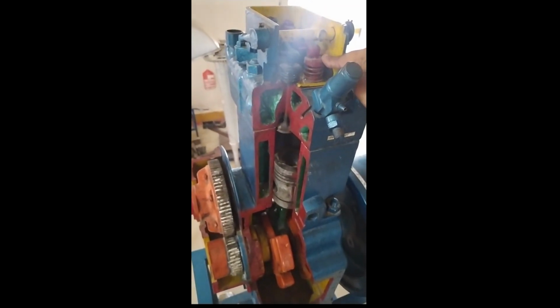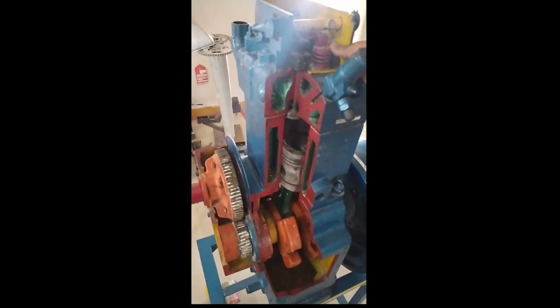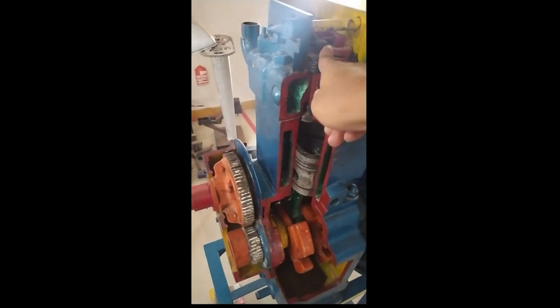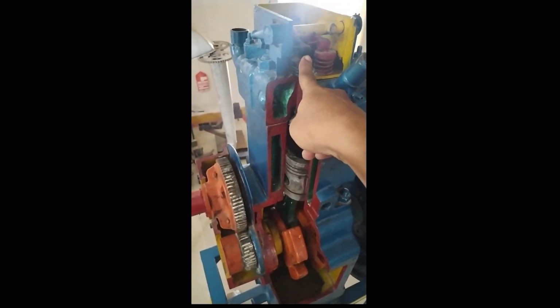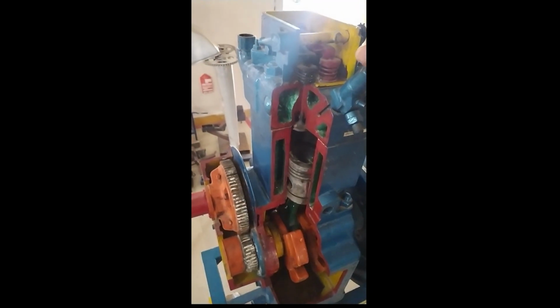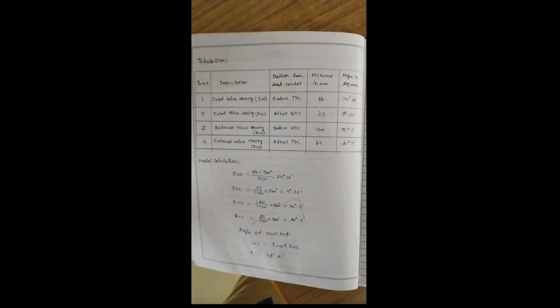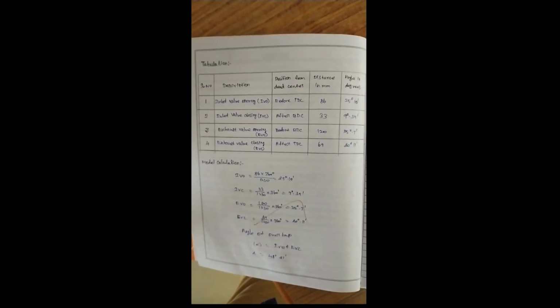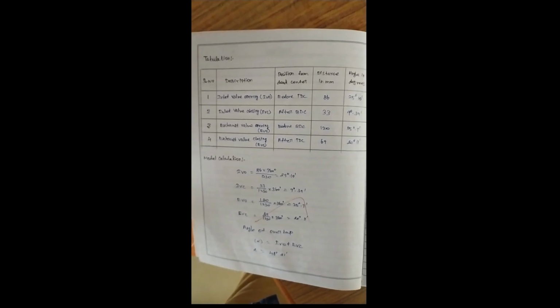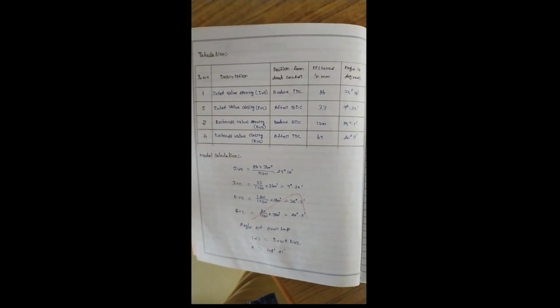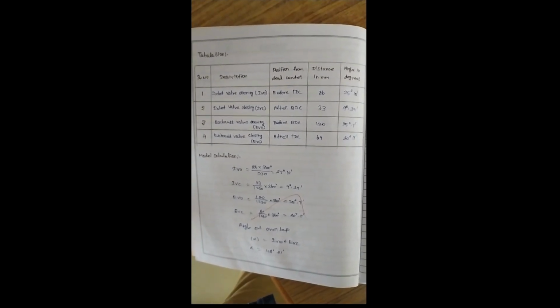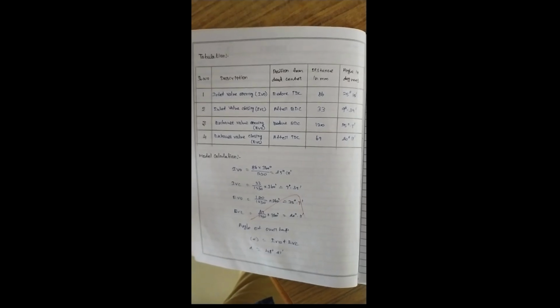Okay, so we are doing an experiment here. The valve opening and closing time is the valve timing diagram. Here it shows the various categories of valve timing. First one, inlet valve opening. Next one, inlet valve closing, exhaust valve opening, exhaust valve closing.